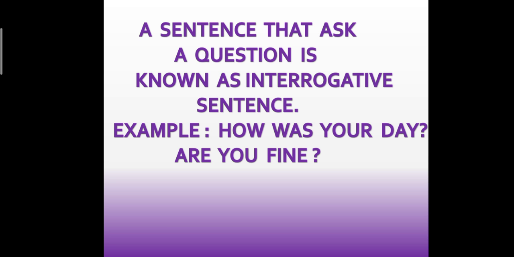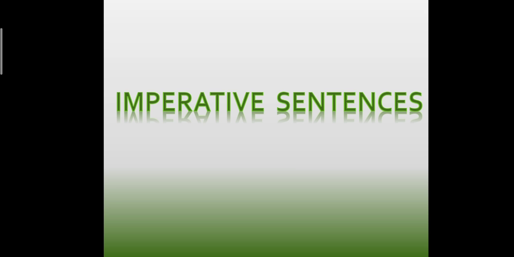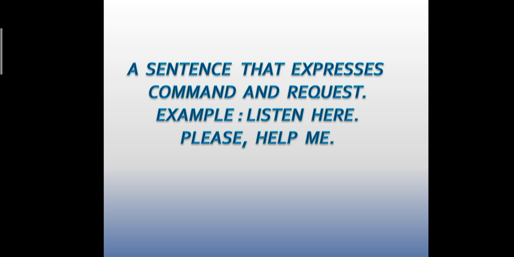Then tell me, which are the two types of sentences that we have learned now? Yes, declarative and interrogative sentence. What's the other name for declarative sentence? Assertive sentence. Now, moving to the third type of sentence. The third type of sentence is the imperative sentence. An imperative sentence gives a command or makes a request.